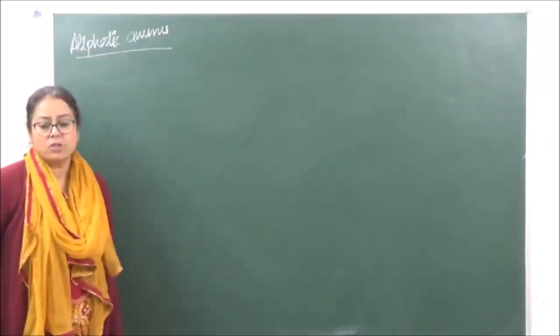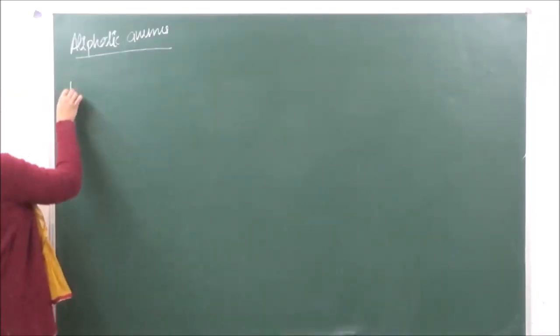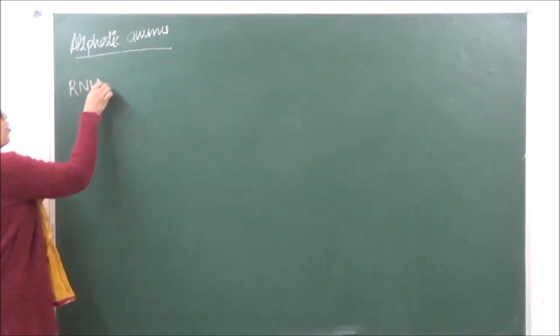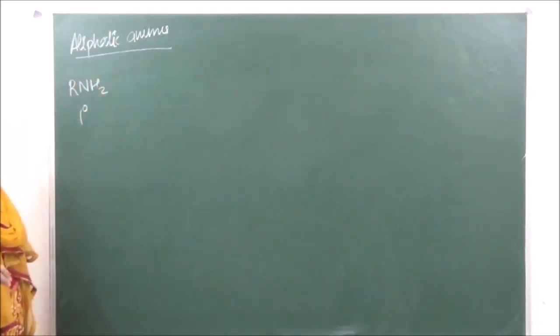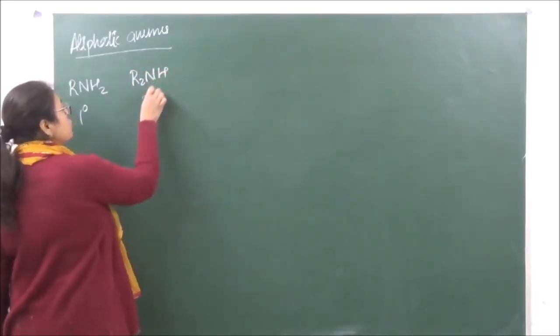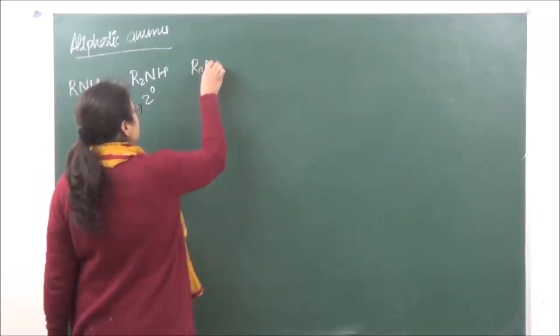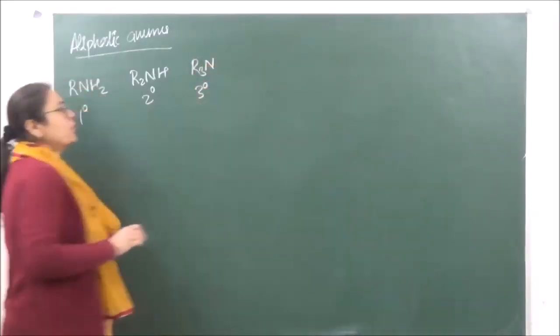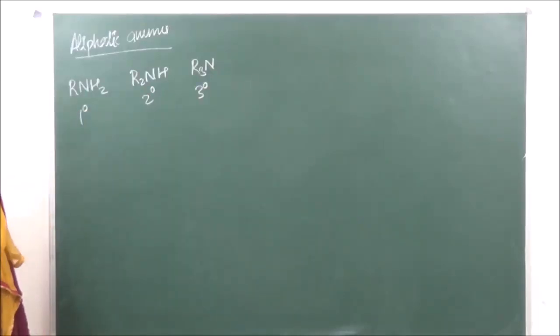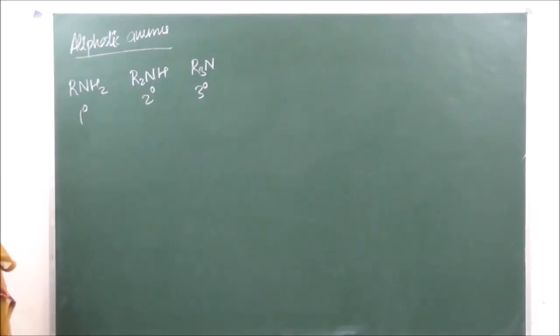The first one is the primary amine, which has the formula RNH2. This is also known as 1 degree amine. Then we have R2NH, which is the secondary amine, also known as 2 degree amine. And then we have R3N, which is known as 3 degree amine or tertiary amine. Okay? As I have just told you, they are taken as derivatives of ammonia.